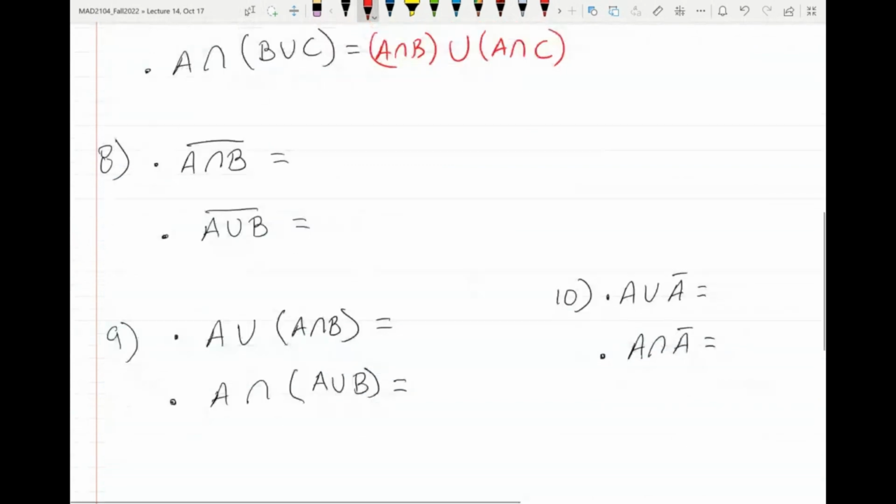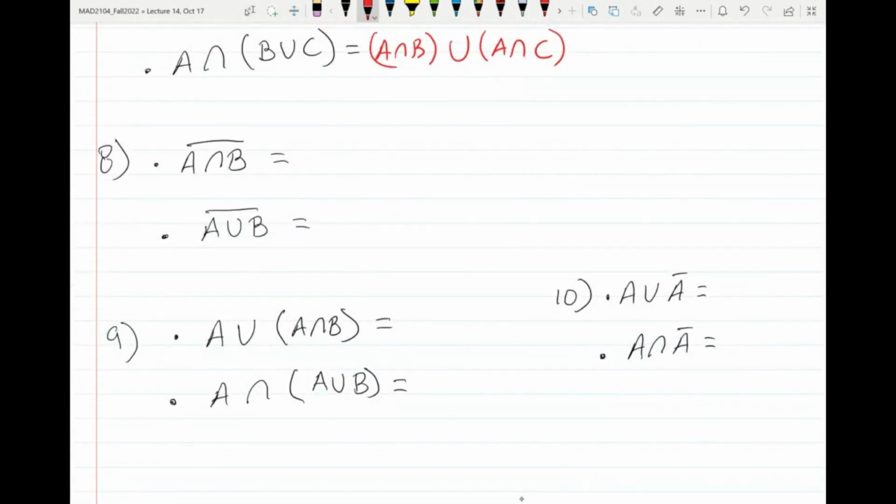Okay, then number 8, we already did these ones. What is the first one? Union. Remember, now you have to think using sets, not logic. The complement of the union is A complement intersection B complement. Remember, these are called De Morgan's laws.